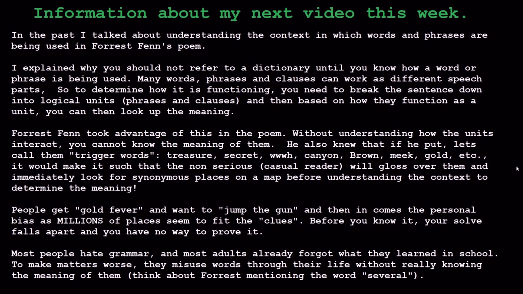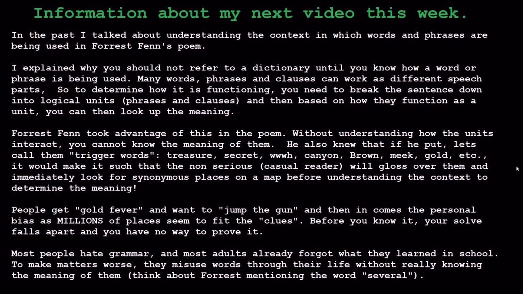Some of them could be used as an adverb, as a preposition. And in order to determine which one to use, you have to understand the context. Okay? Forrest Fenn took advantage of that in the poem. Without understanding how these grammar units interact with each other, you can't possibly know the meaning of the word.